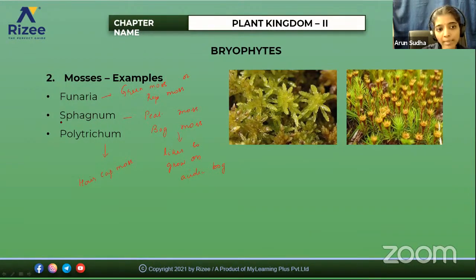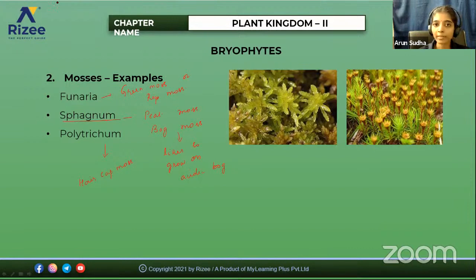So Sphagnum is more important commercially because of its water retaining capacity. And Funaria is a little evolved, because it has the true leaf-like character. It's not actually true leaves. It is highly evolved when compared to that of the liverworts. So is it clear then? Any doubts till now?